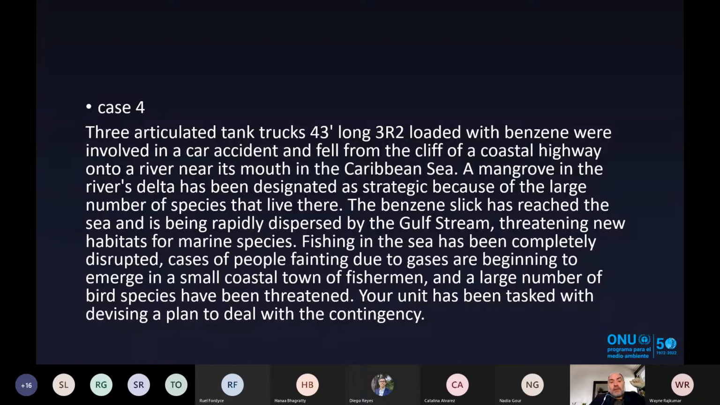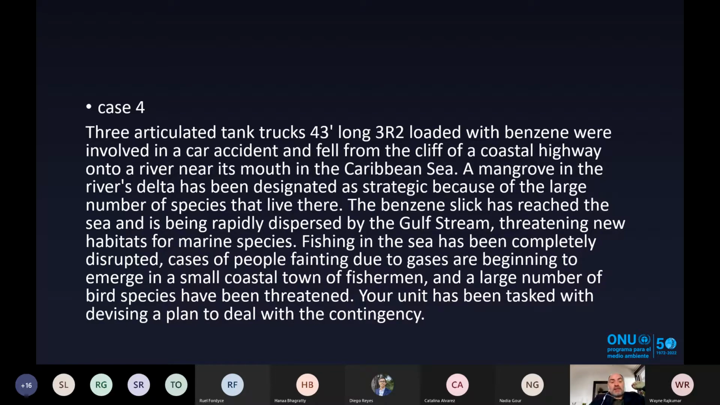The mangrove in the river's delta has been designated as strategic because of the large number of species that live there. The benzene slick has reached the sea and is being rapidly dispersed by the Gulf Stream, threatening new habitats for marine species. Fishing in the sea has been completely disrupted. Cases of people fainting due to gases are beginning to emerge in a small coastal town of fishermen, and a large number of bird species have been threatened.